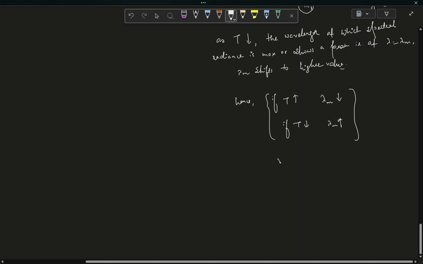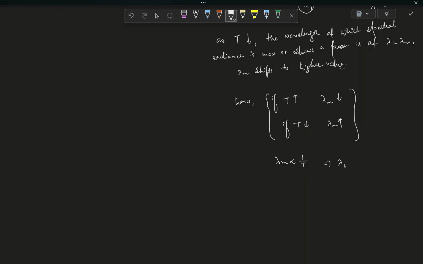Throughout this process, lambda m is inversely proportional to T, or proportional to 1 by T, because if temperature decreases, it increases. From there we get Wien's displacement law, that is lambda m into T is equal to a constant, B, which is Wien's constant. So this is Wien's displacement law.